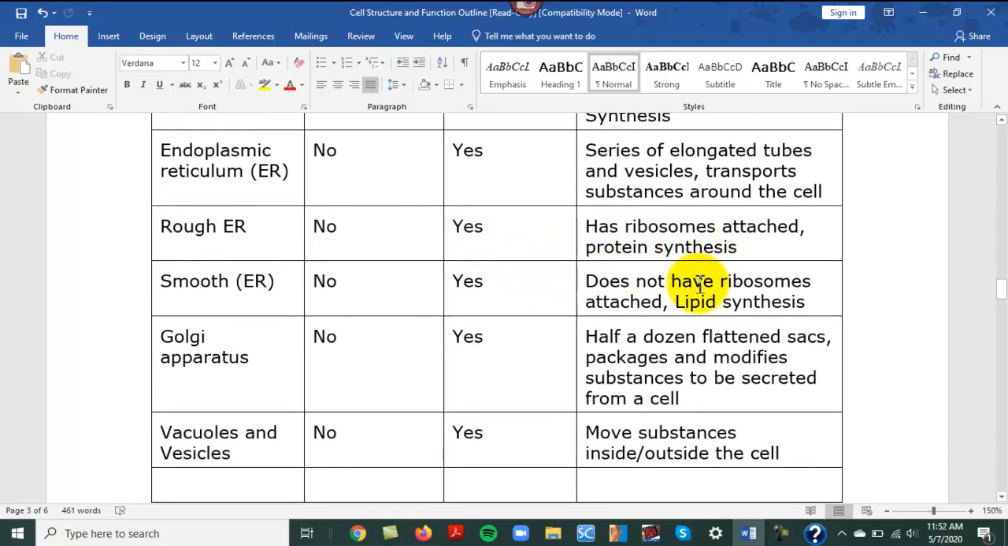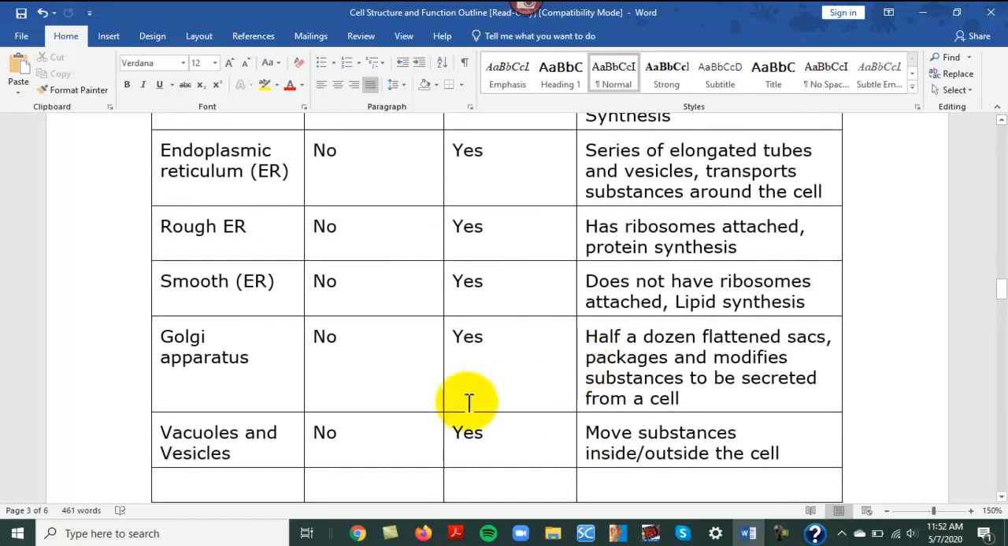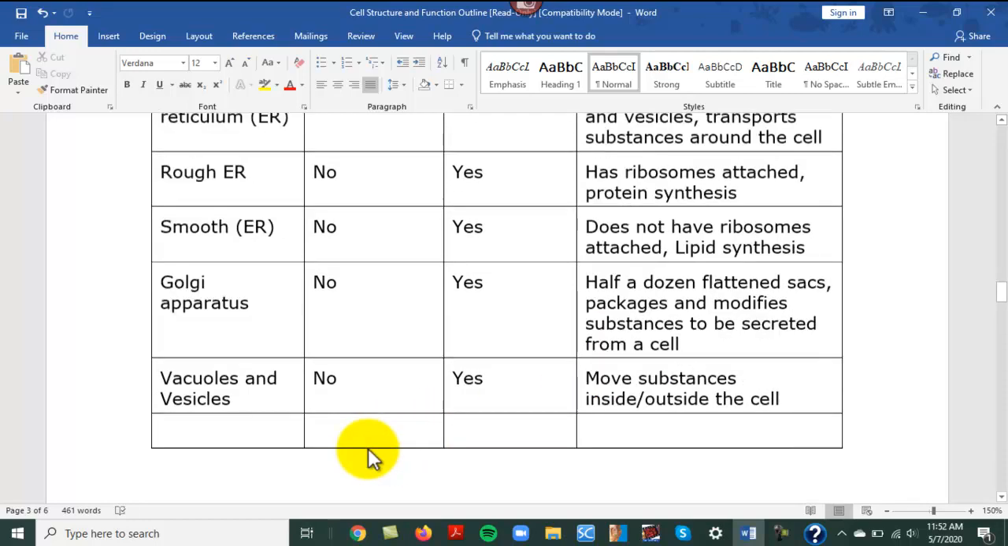It has a side function as well. The smooth does not have ribosomes. That is involved with producing lipids or lipid synthesis. Golgi apparatus, yes. Half a dozen flattened sacs. It packages and modifies things to be secreted from the cell, a substance. Vacuoles and vesicles, yes, they're found in eukaryotic cells. They're actually called inclusions in a bacteria cell.